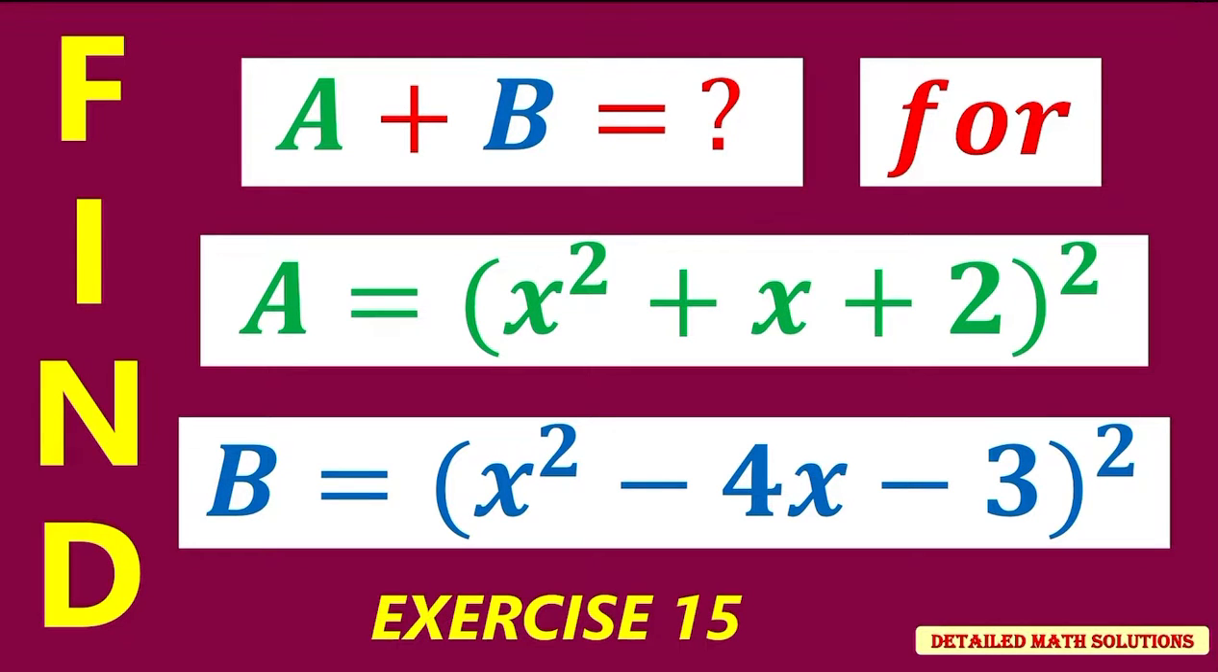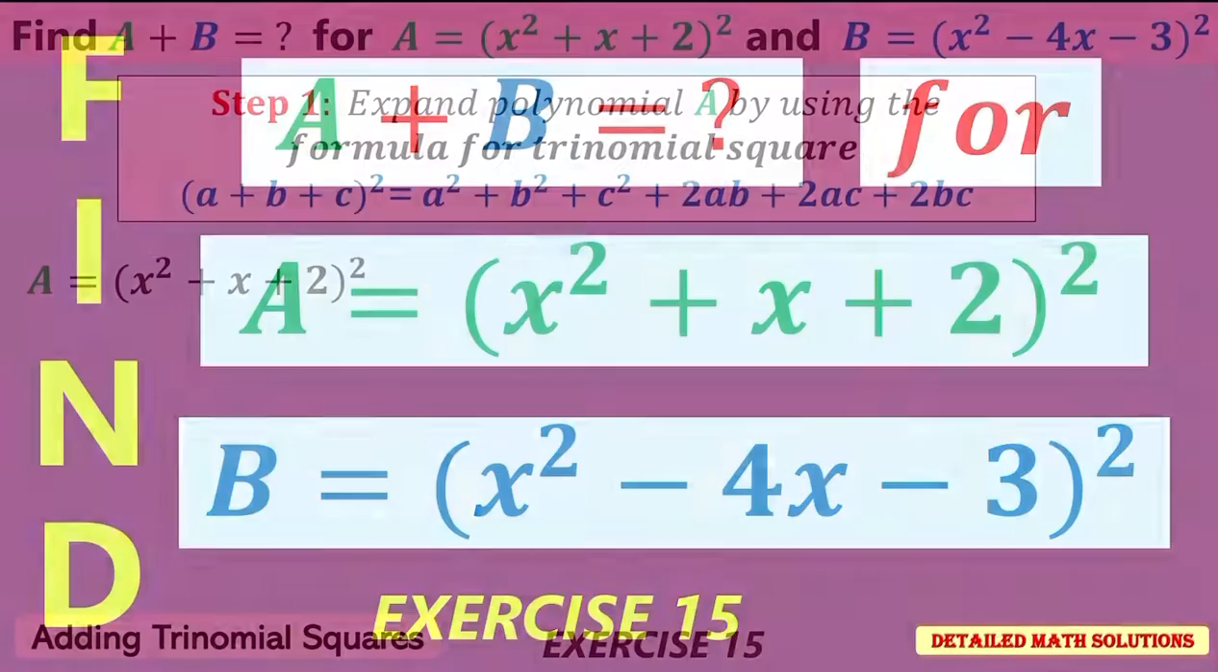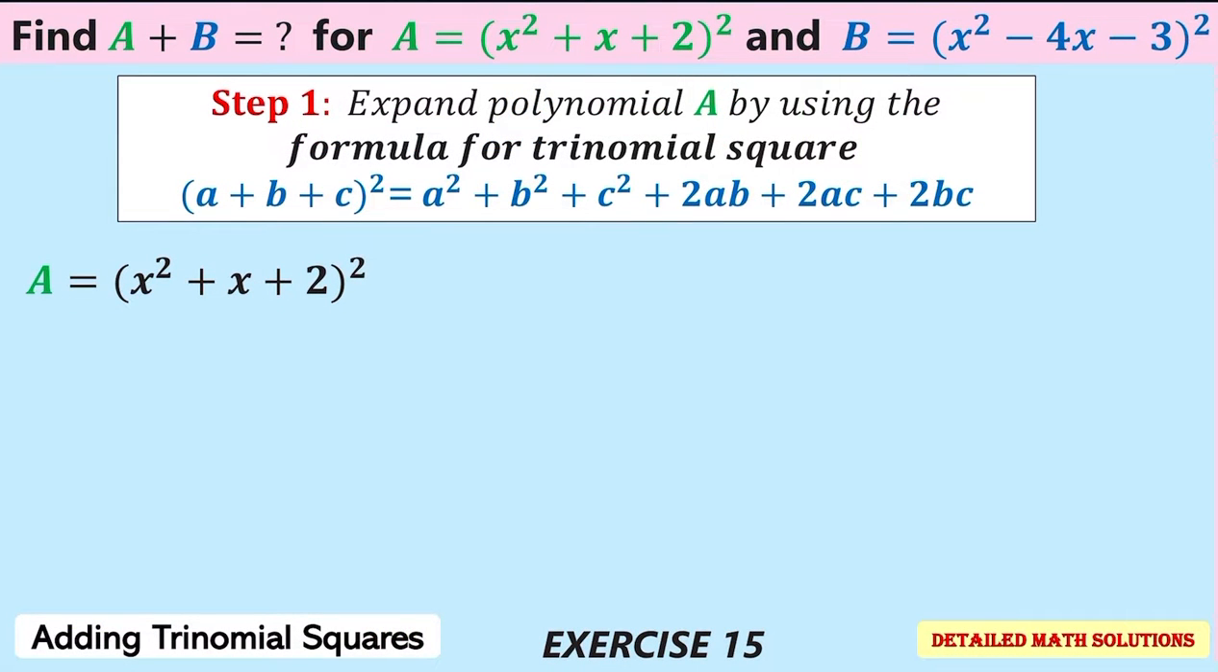In this video I'm going to write step by step how to add the two trinomial squares displayed on the screen, A and B. As a first step, I need to expand the polynomial A by using the formula for trinomial square: (a + b + c) squared equals a squared plus b squared plus c squared plus 2ab plus 2ac plus 2bc.